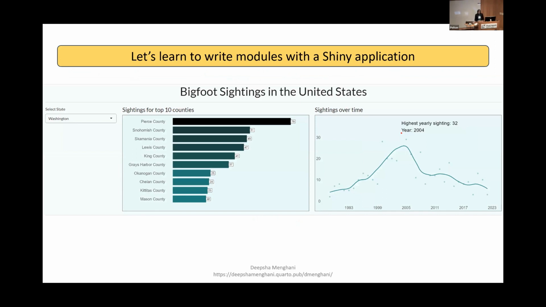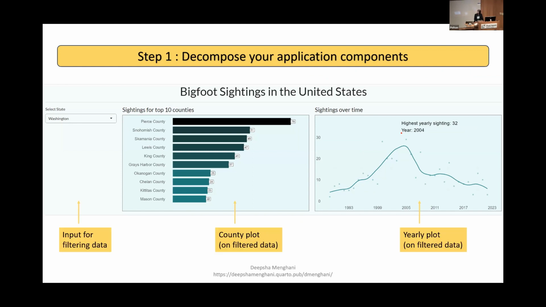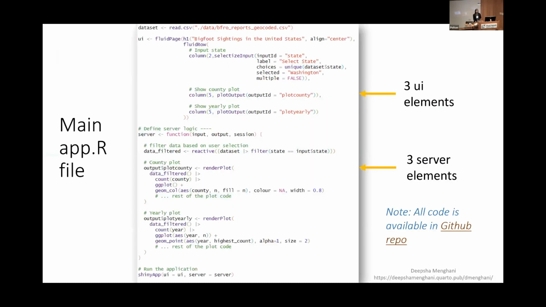So now that I have my application, the first step to doing modules is decomposing your Shiny application into its individual components. My three components are these three. The dropdown for state selection that filters the data, my counties plot and the code for that, and then third, my yearly sightings plot. What does that look like in the code?